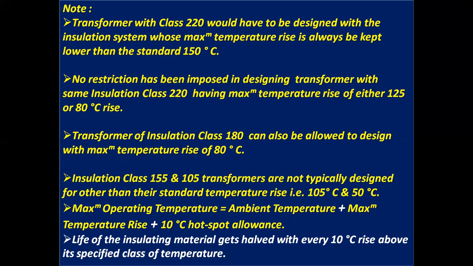Insulation class 155 and 105 transformers are not typically designed for other than their standard temperature rise, that is 105 degrees centigrade and 50 degrees centigrade. Maximum operating temperature equals ambient temperature, that is 40 degrees centigrade, plus maximum temperature rise plus 10 degrees centigrade hotspot allowance. Life of the insulating material gets halved with every 10 degrees centigrade rise above its specified class of temperature.